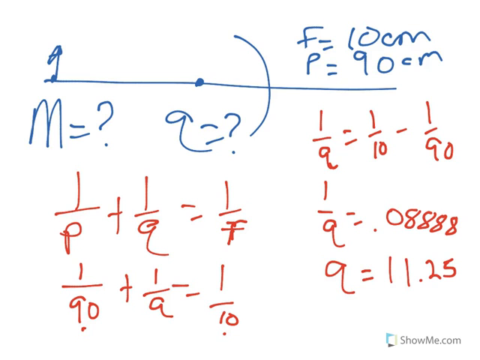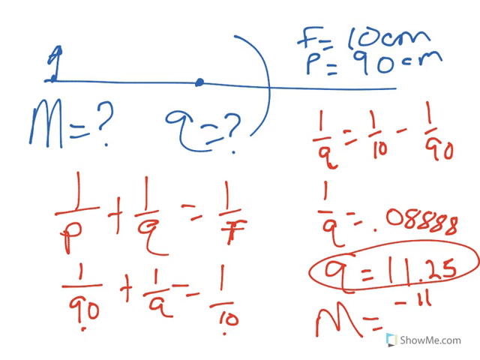All right. So we know that the distance of the image is 11.25. Now for the magnification, we know that it's equal to negative Q over P. So we're going to plug that in. Negative 11.25 over P, which was 90. And if we do that, we get 0.125. So the magnification is equal to 0.125 times its original size. All right? And so that's how you would solve it.